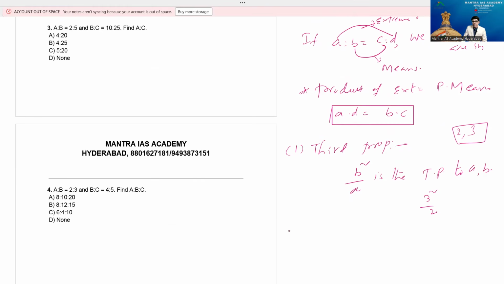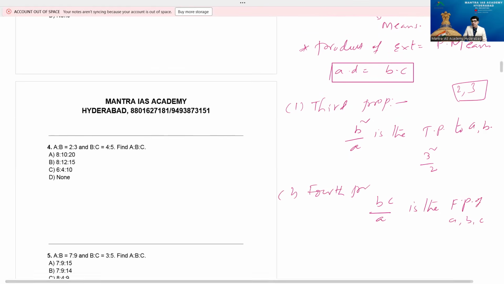Similarly, the fourth proportional. What is the fourth proportional? BC by A is the fourth proportional of A, B, C. If you have three numbers, how can you find the fourth proportional? The product of the second and third divided by the first one. That is, BC by A.